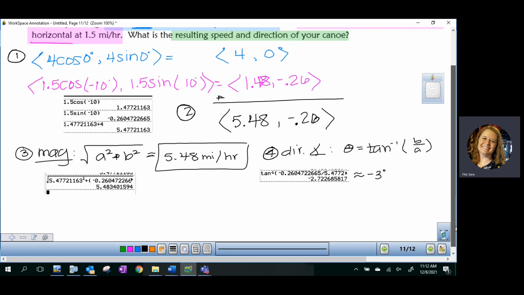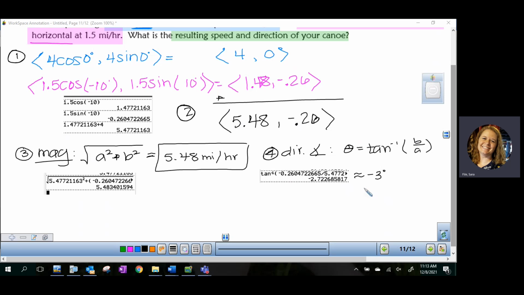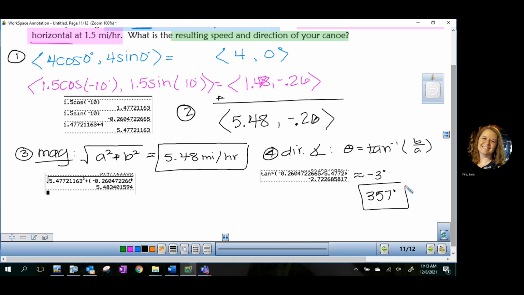It's the correct quadrant, but they're probably going to ask you to give it as a positive angle. So we would actually add 360 to that. So that is 357 degrees with the horizontal. If you left it as negative 3, that's acceptable too. If it was a multiple choice question, you just have to look at how the answer choices were written. Okay, but that is your magnitude, the speed, and the direction of the boat. You all right with that?